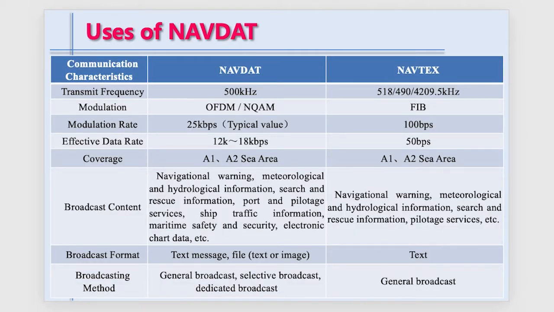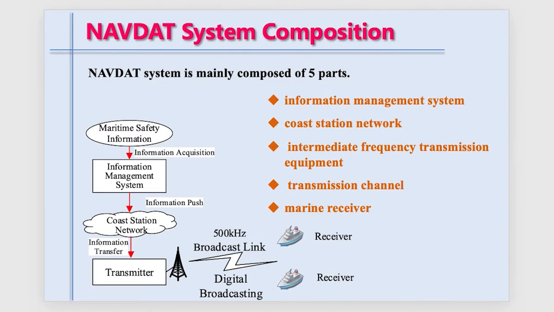So this is a comparison table of the NAVDAT system and the NAVTEX system. As you can see, NAVTEX is on the right side, NAVDAT in the middle, and the communication characteristics are on the left. The NAVDAT system is mainly composed of 5 parts: information management system, coast station network, intermediate frequency transmission equipment, transmission channel, and marine receiver.